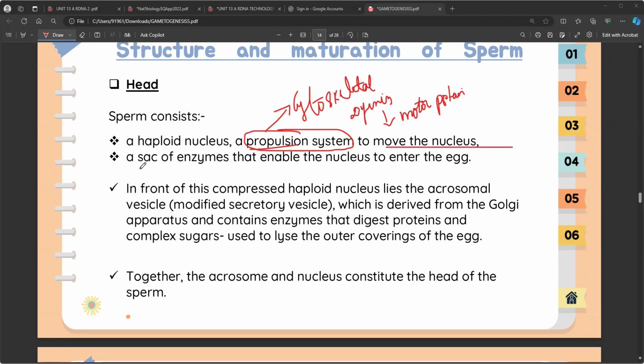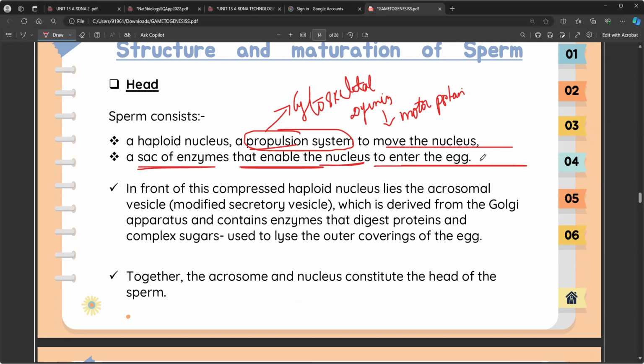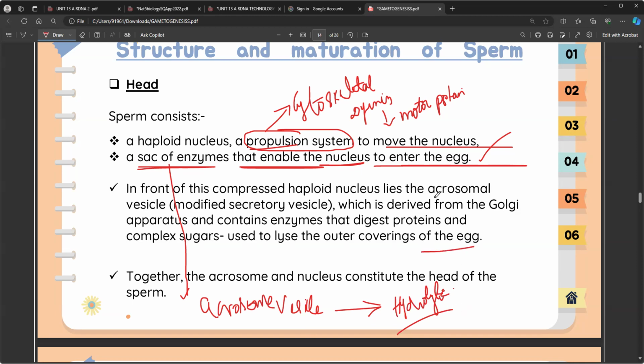And what else does it contain? It also contains a sac of enzymes that enables the nucleus to enter the egg. No point of getting confused, it is very easy to understand. What is the meaning of a sac of enzymes? We all commonly know that it is the acrosome vesicle. The acrosome vesicle contains an abundant amount of hydrolytic enzymes which fuse with the outer covering of the egg. But that is not what is important here.